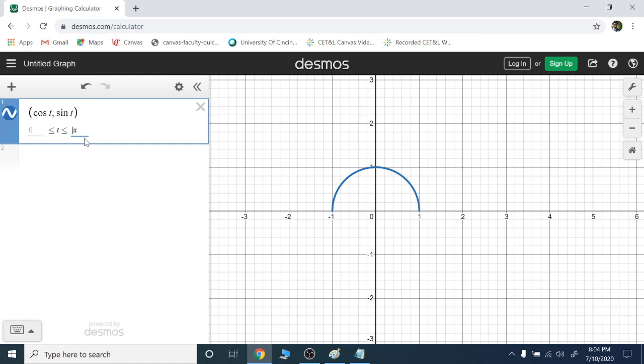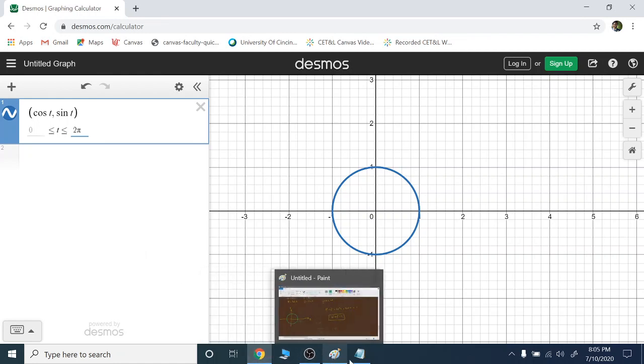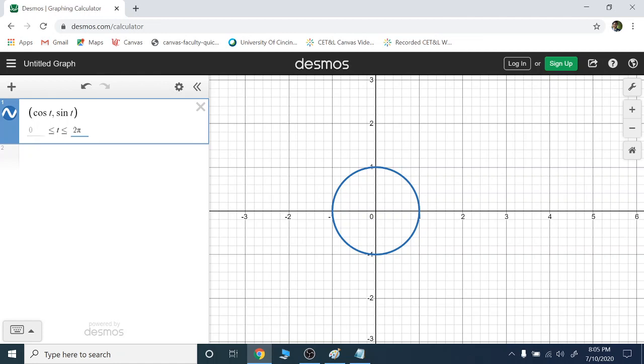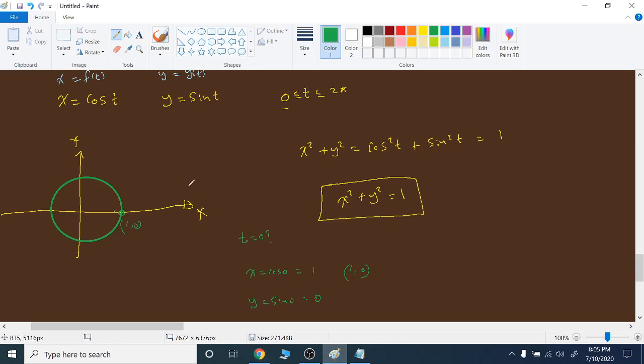And then pi over 2 times 3, that is 3 pi over 2, so it completes three quarters. And if it is 2 pi, then you can see that it will complete the whole circle. So only because you have this interval, you will get a full complete circle.